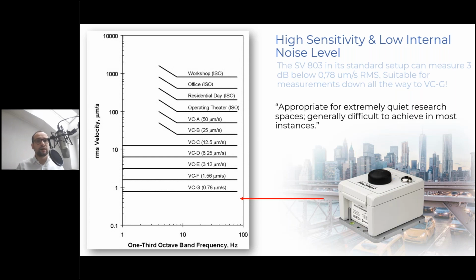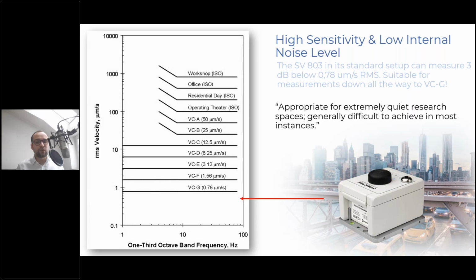Now, what we can proudly declare with our SV803 is that we can measure all the way down below VC-G, meaning that this system is sufficient to measure down to the lowest level.